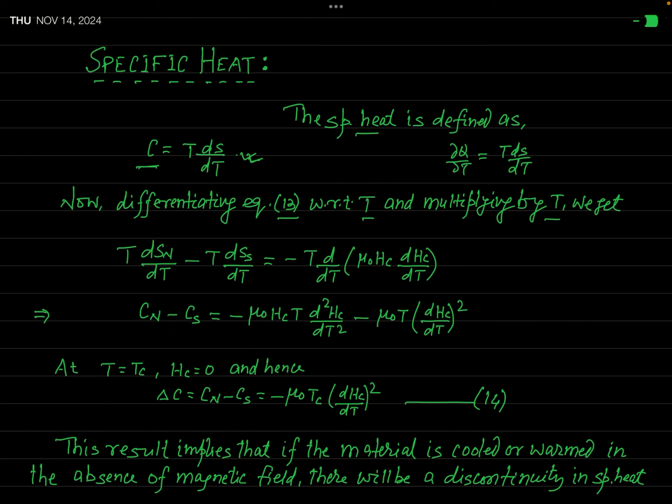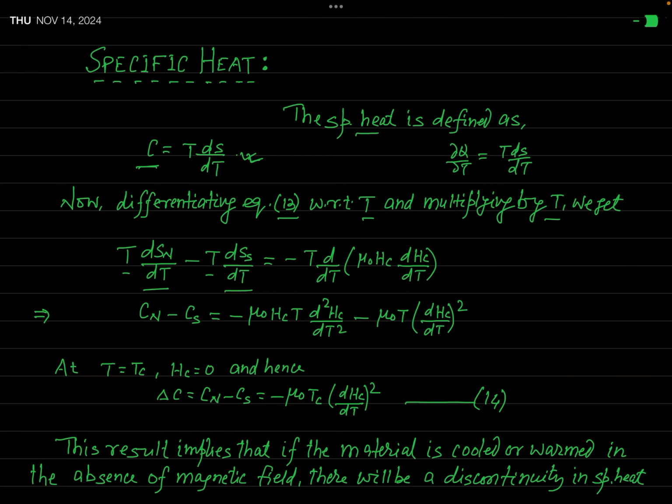You can see in the LHS of equation 13 there is Sn minus Ss, but we have to differentiate them with respect to T. So this will be dSn by dT and minus dSs by dT, and then we multiply by T, you can see.